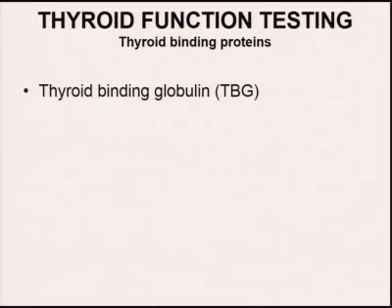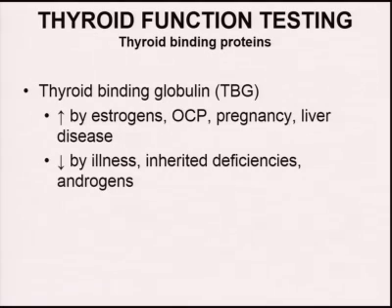So you can directly measure thyroid binding globulin, and you can see if somebody has TBG excess, this will be high. Somebody could also have congenital deficiency of thyroid binding globulin, and that will also be evident when you test for this protein. So it's increased by estrogen. Other situations: OCPs, like we talked about, liver disease, and it's low in illness, congenital deficiency, and also androgens.